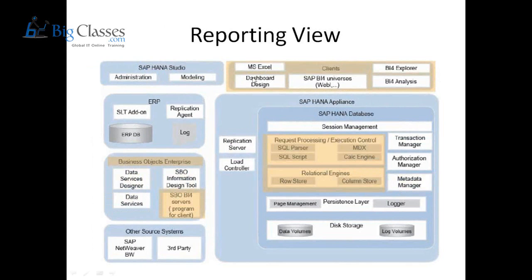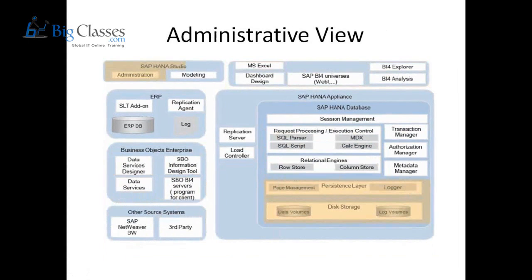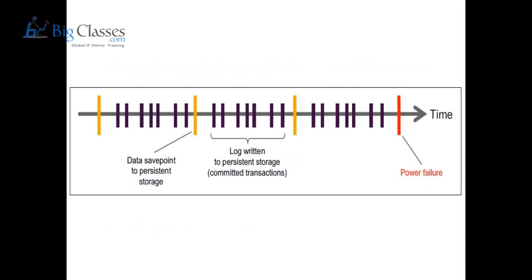So this is my reporting view: MS Excel, dashboards, BI for universe, Explorer, analytics. All these things can be utilized on top of my information models that I create, or I can directly link my database tables as well, right? From an administration perspective, once you log into HANA Studio, there are different perspectives that you see. One is your modeling perspective for the developers to create the information models. Then there is an administration perspective where the administrator looks at the system and can work on it.